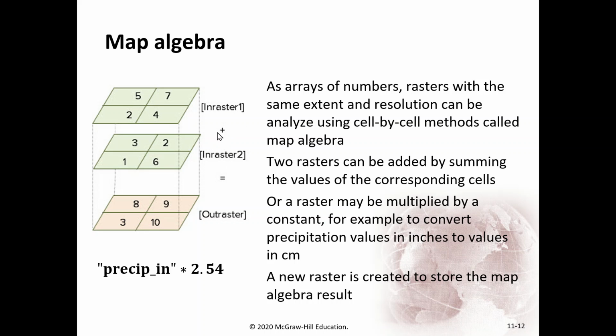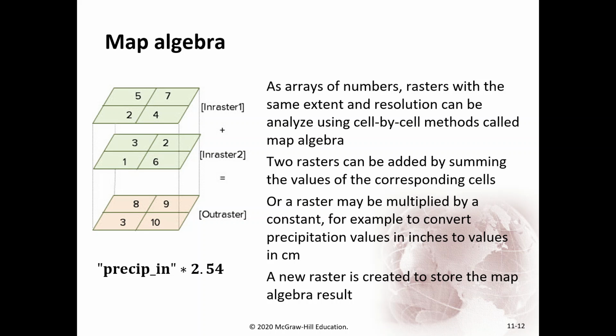It actually depends on what the operator is, but things like plus and minus and divide, they all work cell by cell. So, for example, say you've got a precip raster that's in inches and you want to have it in centimeters. Well, you use map algebra. You can take the name of the raster, multiply by 2.54, and you'll get a new raster that's in centimeters instead of inches. And then that new raster is output.